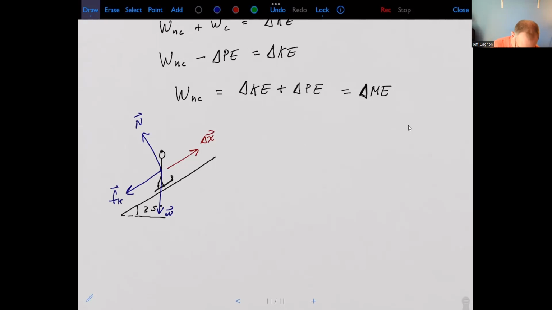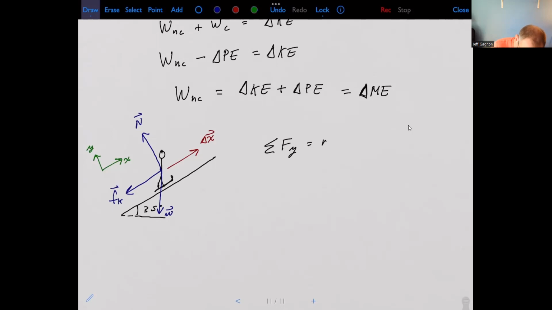First of all, I need a coordinate system, right? I'm going to say going up the ramp is positive x. So perpendicular to the ramp will be the y direction. In order to figure out that normal force, I want to use Newton's second law and sum the forces in the y direction.